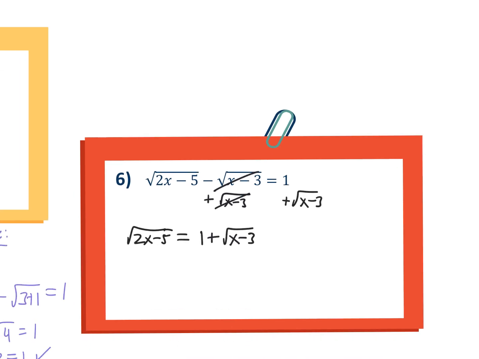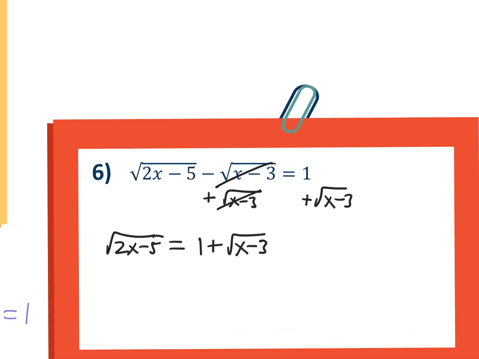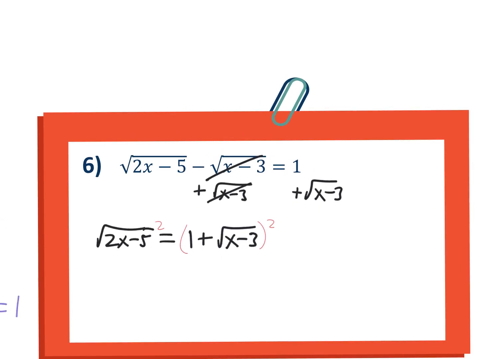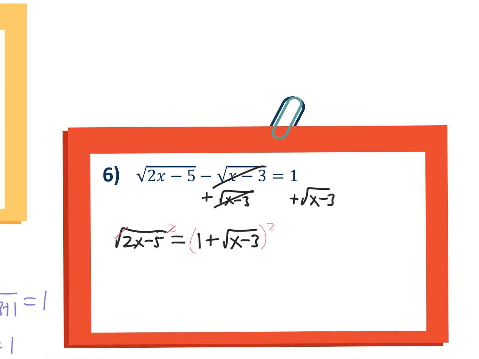All right, and then we can do our squaring step. We square both sides, so I'm going to square the left, square the right. And then on the left side, the square root and the square are going to cancel out, and so you're left with just the 2x minus 5, equals. And then this entire side squared, it's the same as if we write it twice and FOIL it. So it's going to be 1 plus the square root of x minus 3 times 1 plus the square root of x minus 3.